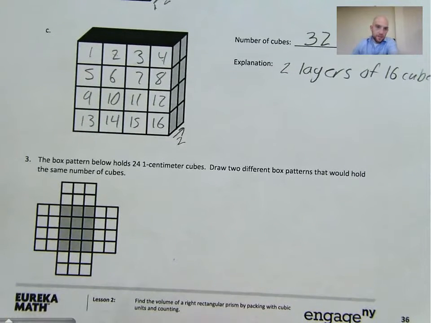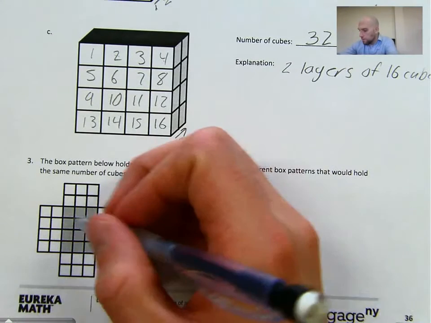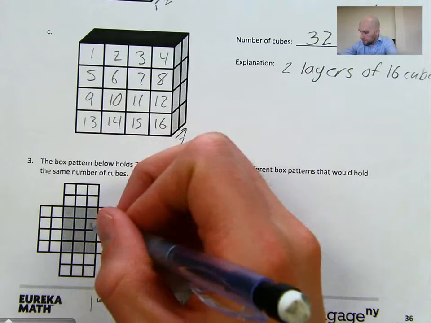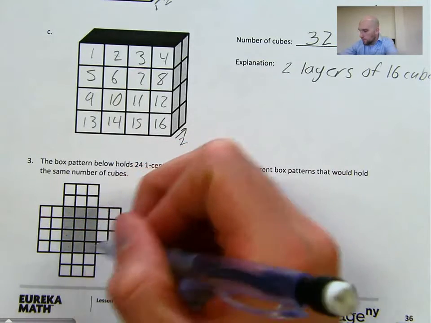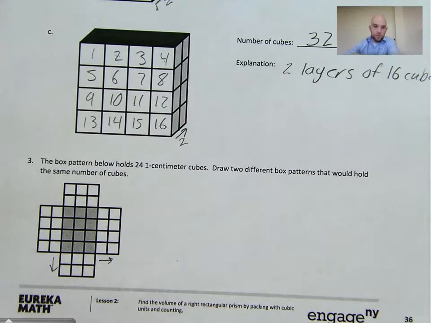And number 3, it says the box pattern below holds 24 1 centimeter cubes. Draw 2 different box patterns that would hold the same number of cubes. So we have 1, 2, 3, 4, 5, 6, 7, 8, 9, 10, 11, 12. And then there's 2 in every direction here coming off of our box. So we have 2 layers of 12.